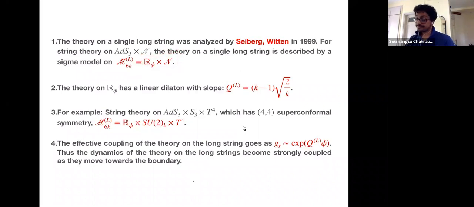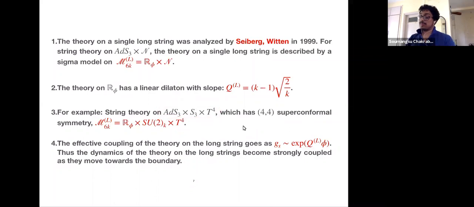This is the linear dilaton theory. So R_φ has a linear dilaton, as I told you. Whenever there is a linear dilaton, there is a slope. This slope changes sign when you go from k greater than 1 to k less than 1, and that plays a huge role in understanding what the space-time theory is. But for today's discussion, I'm going to stick to k greater than or equal to 2.